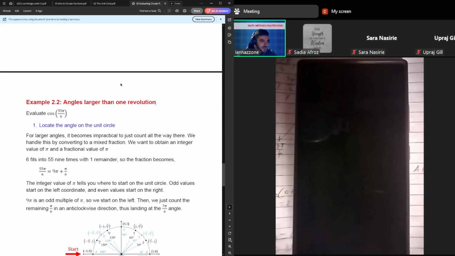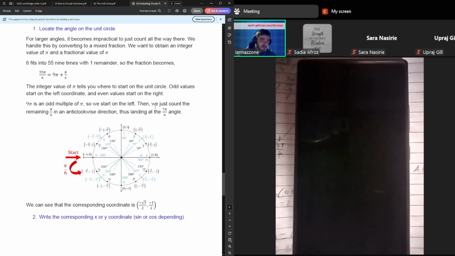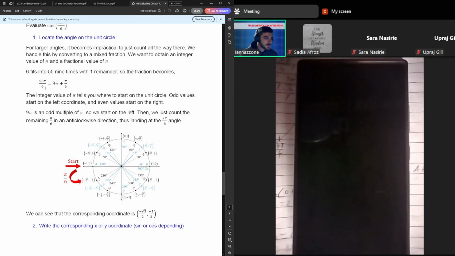Okay. Now, if you have 55 pi over 6, it's not super effective to count around the circle that many times. Feel free to, but that's a lot of time. My recommendation is to split it up into a mixed fraction: get the whole number portion and the fractional portion. This is literally just doing 55 divided by 6, like you would have done in year 6 maybe, a long division kind of thing. It fits 9 times with one remainder, which is why we have 9 pi and pi over 6 as the remainder bit.